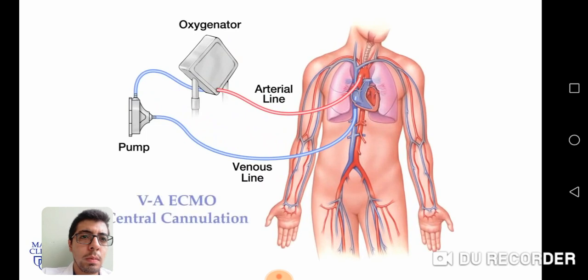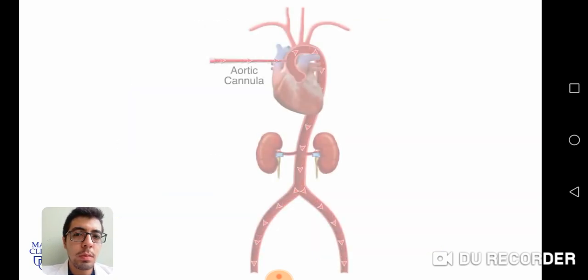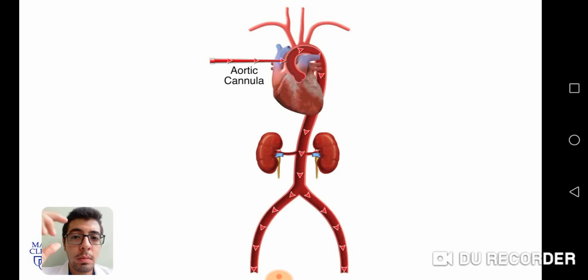VA ECMO is often performed using centrally placed cannulas, meaning that the cannulas are placed in the great vessels in close proximity to the heart. This animation shows highly oxygenated blood from the ECMO circuit being returned to the patient through an arterial cannula placed in the patient's ascending aorta. With extreme cardiac dysfunction on ECMO support, if the heart is not beating and the aortic valve is not opening, blood being pumped through this cannula provides 100% of the patient's blood flow.